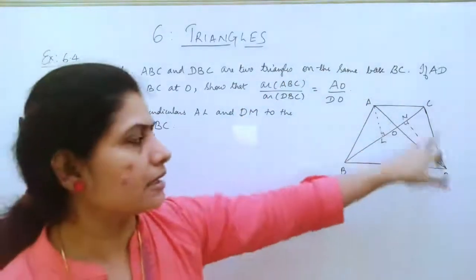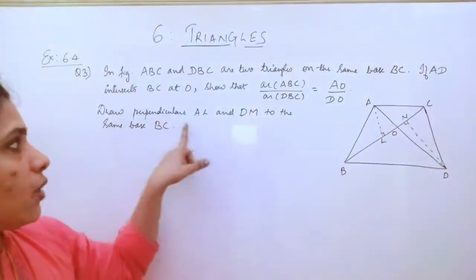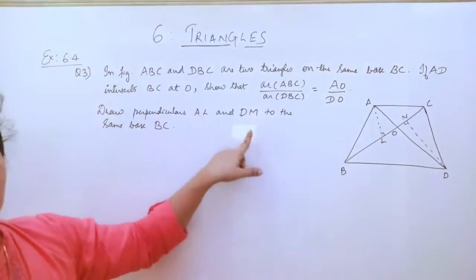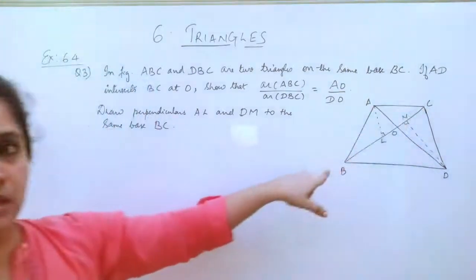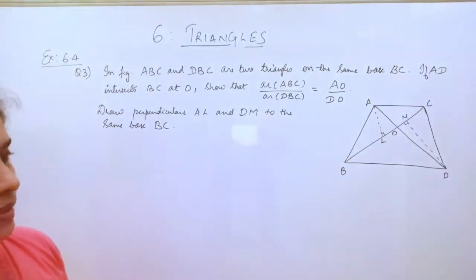Now why we are taking these perpendiculars is, in order to find out the area of the two triangles, triangle ABC and triangle DBC, we have to use half into base into altitude, so we need those altitudes, and these will be acting as the altitudes, and the base will be common, which is BC for both the triangles. That's why we are taking AL and DM as the perpendiculars.